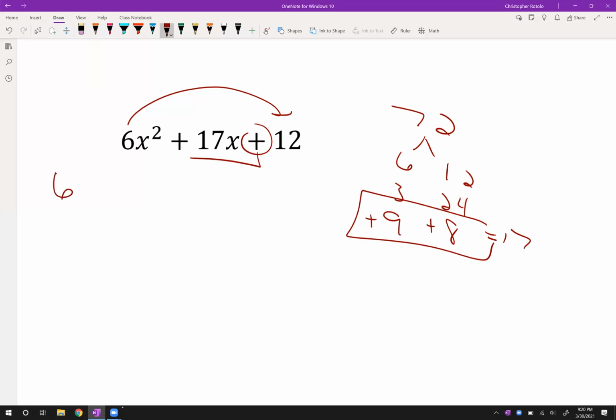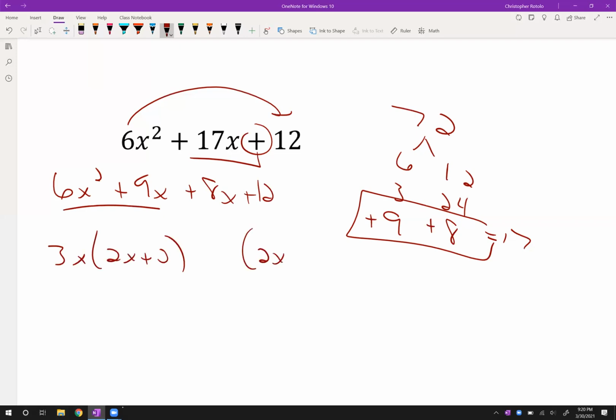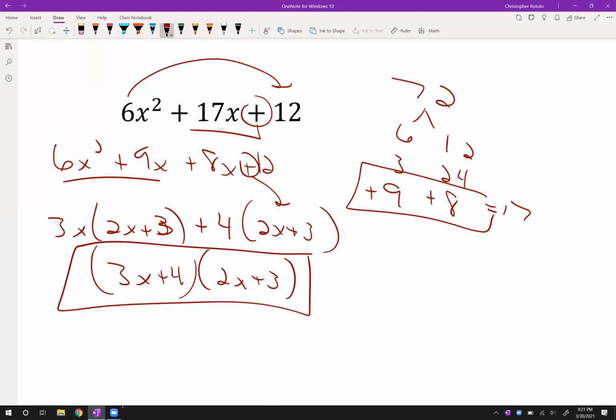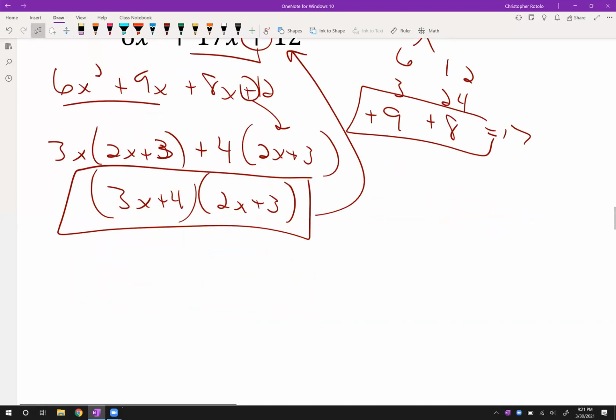All right, so let's squeeze those in here. 6x squared, I'm sorry, 6x squared plus 9x plus 8x plus 12. All right, so 3x, we'll get 2x plus 3. I need 2x plus 3 again. The sign does not change this time, but 8 divided by 2 is 4, and 12 divided by 3 is 4, so that works out. That should look like a 3. All right, 3x plus 4 and 2x plus 3. Again, at any point, I can check and FOIL these and get what we started with to check those out.